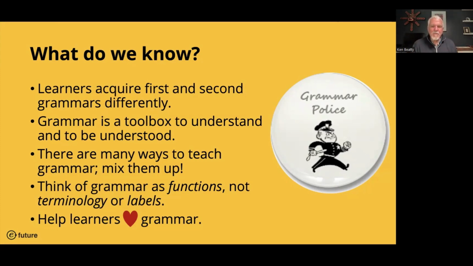Think of grammar as functions, not terminology. Don't think about it as labels. Don't even think of it as rules. Just think it's a function. It's a tool for doing something. And help learners love grammar, to treat it very positively. You say, oh, who wants to do grammar? Or say, oh, good, now we have a grammar lesson. And you move on to that.